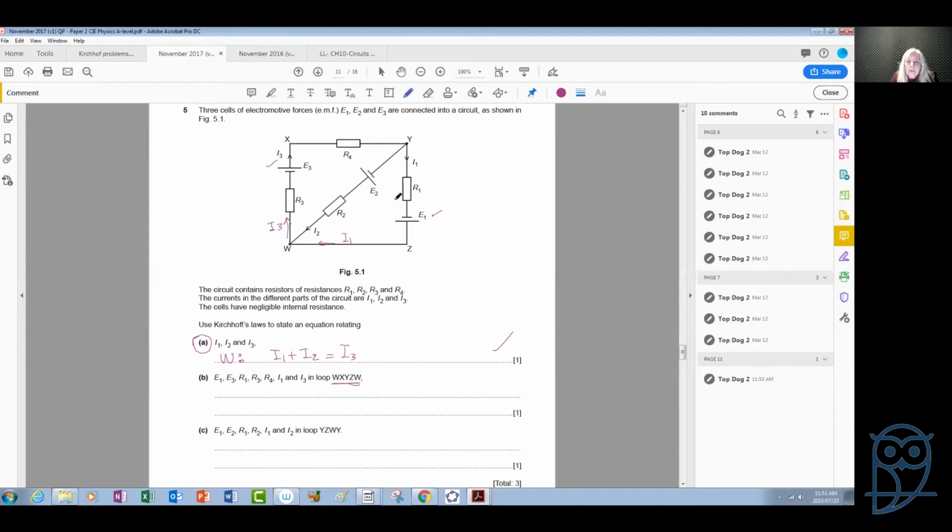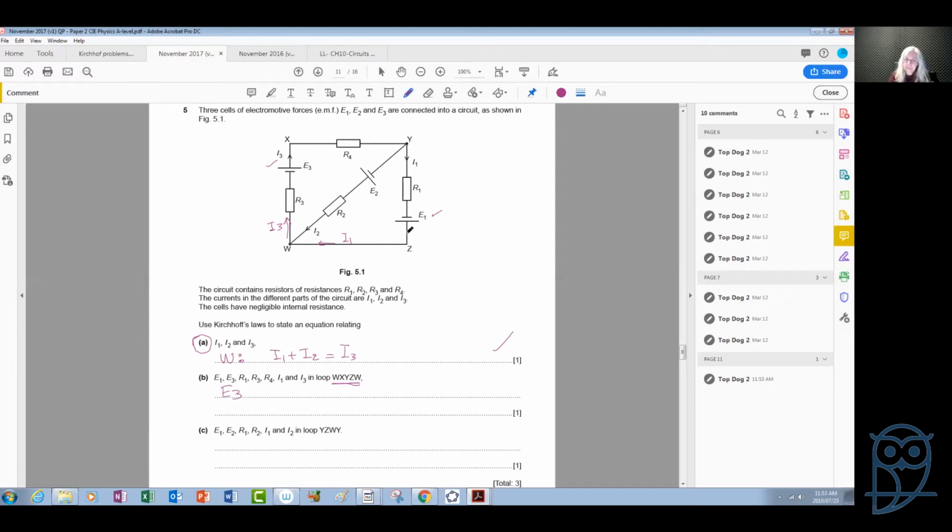So, okay, this loop, let's start from one of the EMFs. The second, the loop rule of Kirchhoff says that the sum of all the EMFs must equal the sum of all the potential differences that we meet as we go around the loop. Let's begin from E3. So E3, now what if we go all around, what else do we meet?